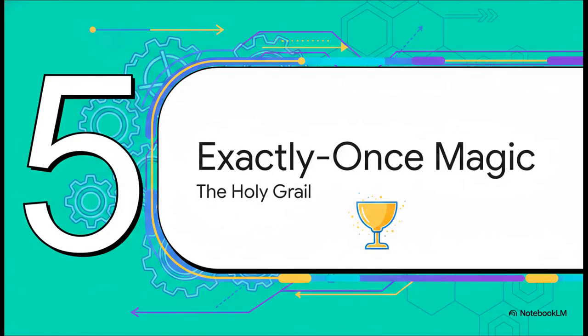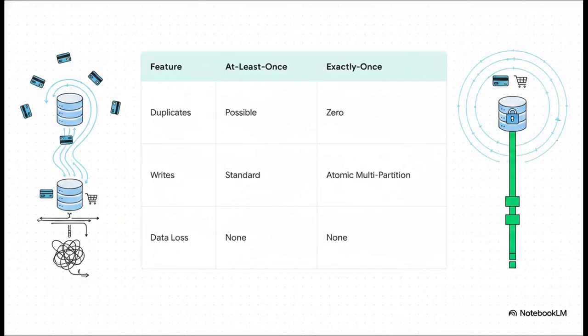Finally, Section 5. The magic of exactly once. The holy grail of distributed systems. For the longest time, engineers just had to deal with the messy reality of at-least-once delivery. Sure, your data was safe, but all those network retries meant you might end up processing a user's payment or order multiple times. You had to write all this custom, complex deduplication code to fix it.